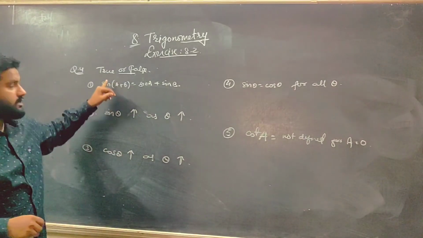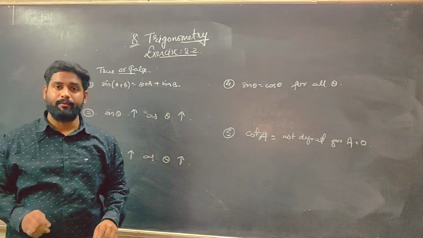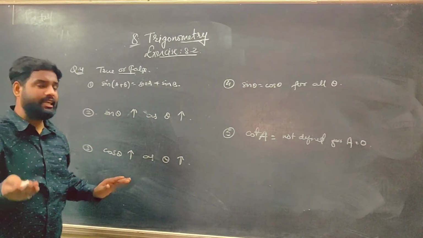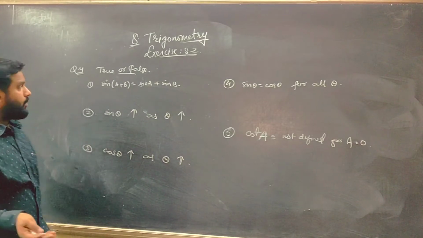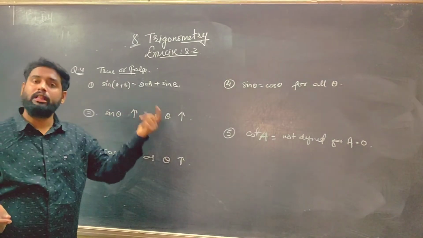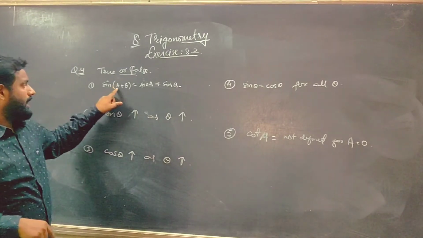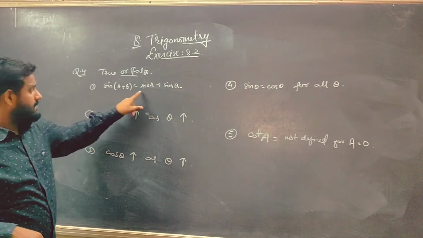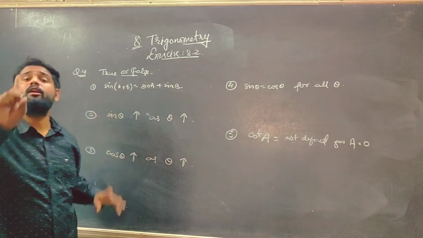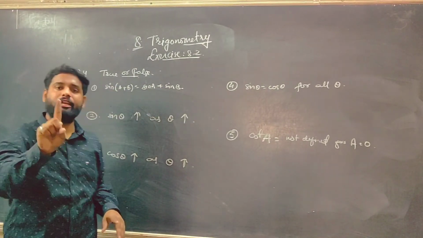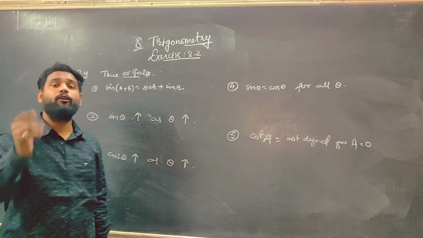So what is the first true or false? Sin (A plus B) is equal to sin A plus sin B. They are asking you whether this equation is true or false. I don't think so, because it must be verified for all values. If I put A and B as 0, then I'll get the answer. See, A and B 0: sin 0 is 0, sin 0 is 0, so 0 plus 0 is 0, equal to 0. For one and only one value, this equation will be true, but not for other values.